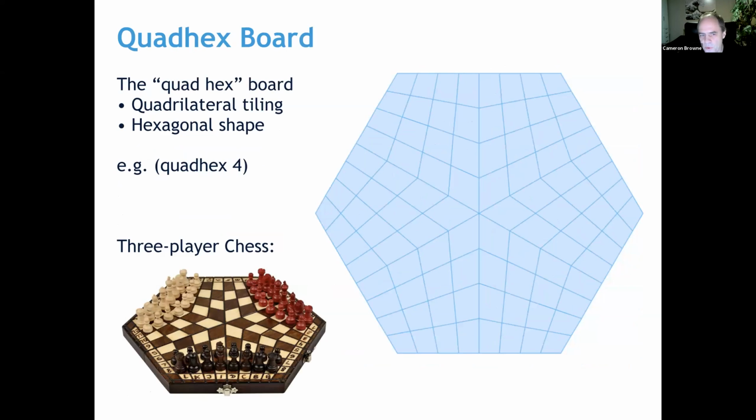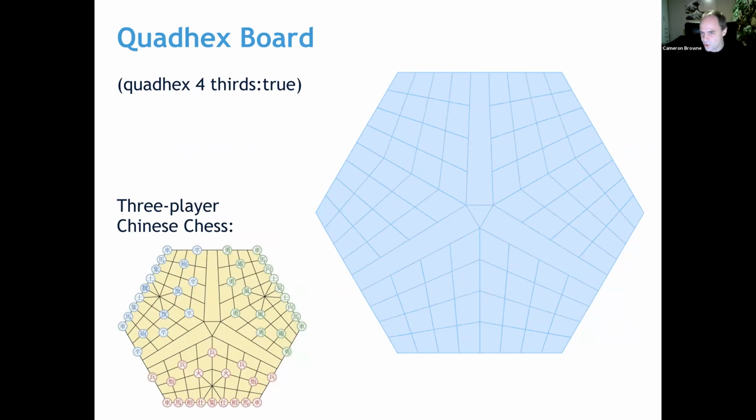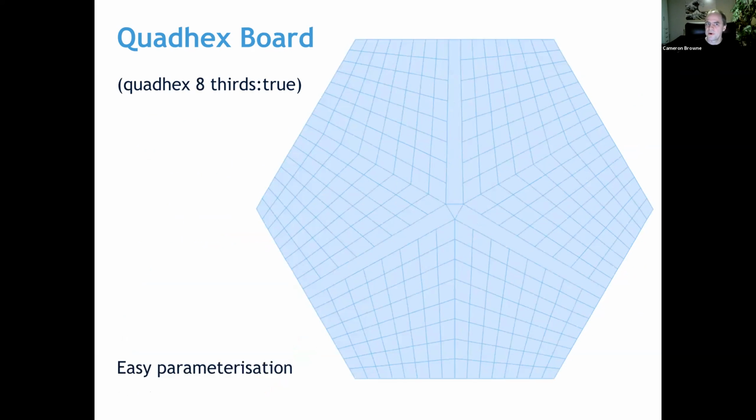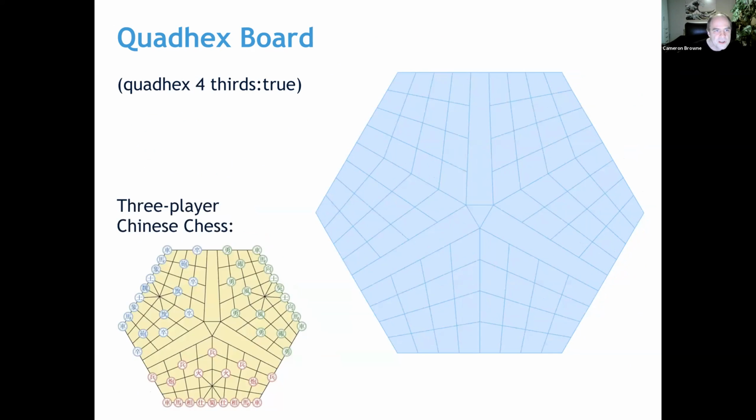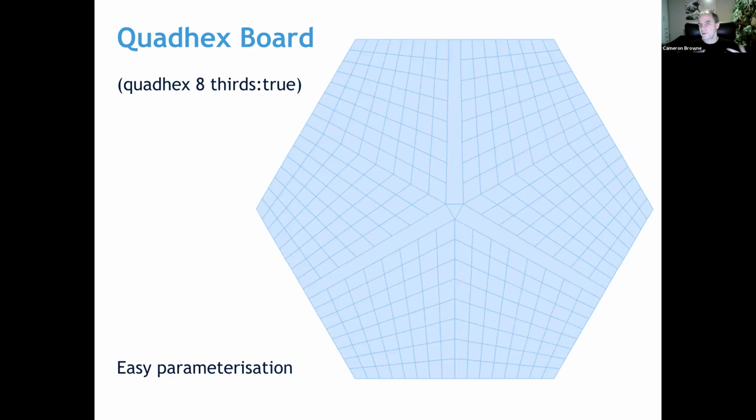Here's the quadhex board. This is particular to 3-player chess. This board is actually centuries old. It's one of the traditional games we're dealing with. We've parameterized it to allow the separation through the center. And the benefit of this approach is we can just change one parameter. We change 4 to 8, and we suddenly have this much larger, more complex board that would be quite laborious to code by hand.